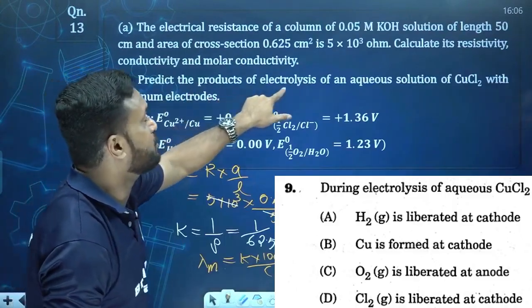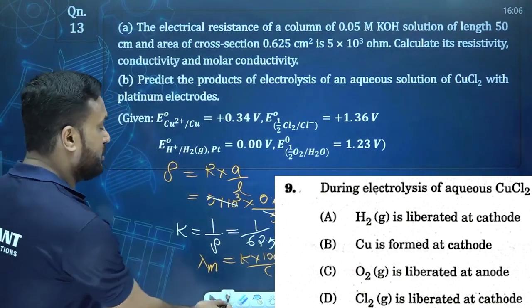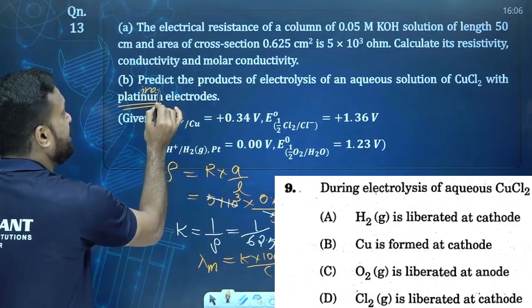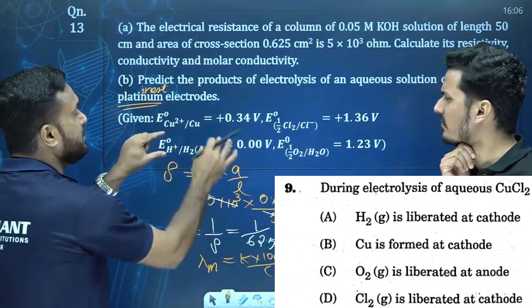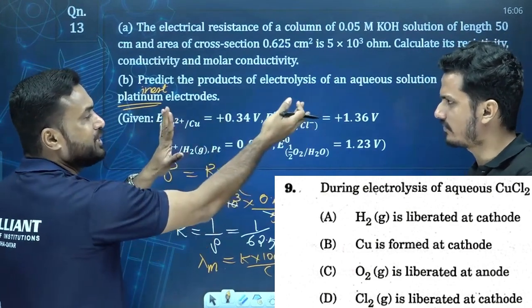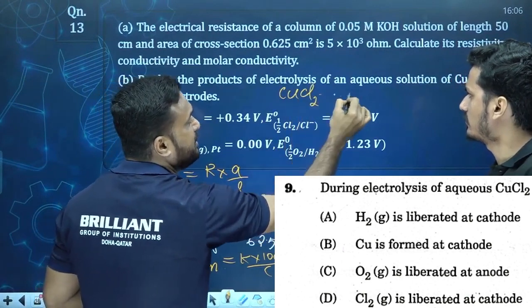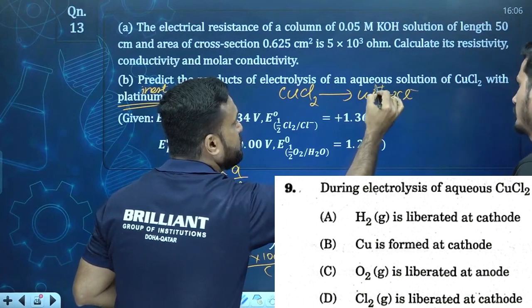Predict the product of electrolysis of an aqueous solution of CuCl2 with a platinum electrode. This is what we discussed in the point we gave. See, platinum electrode means you know that one is an inert electrode. Inert electrode, wherever you are using, with the values or otherwise also you can do. First, you know that CuCl2 when dissociated will give Cu2+ and 2Cl minus. Okay, 2Cl minus you will be getting.